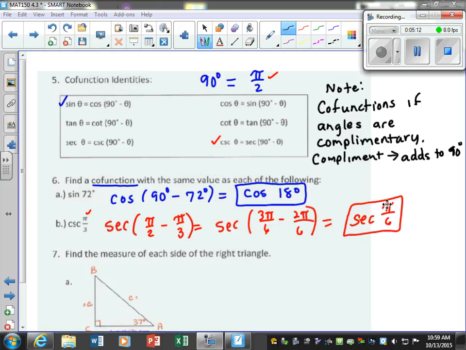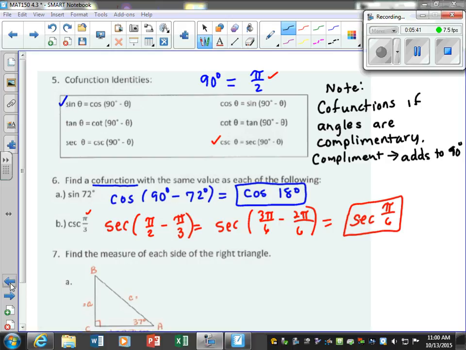And a note you want to make here is cofunctions. If the angles are complementary, meaning they're going to add to 90. So we can see that sine of 72 and then cosine of 18, well, 72 plus 18 equals 90. Same thing here with radian measure, pi over 3 plus pi over 6, when you add those, would add to the radian measure of 90 degrees as well. So we can see that those are complements.